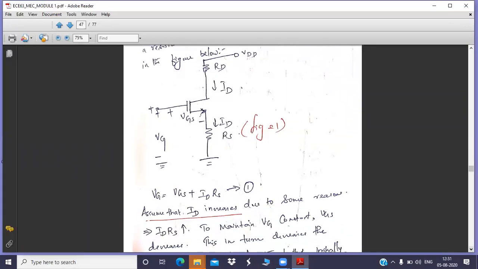The main important advantage of this circuit is that I can make the Q point stable. Why is the Q point unstable in the previous circuit? Because of change in dash. Can anybody say? Because of change in which parameter has the Q point changed in the previous case? Anybody?